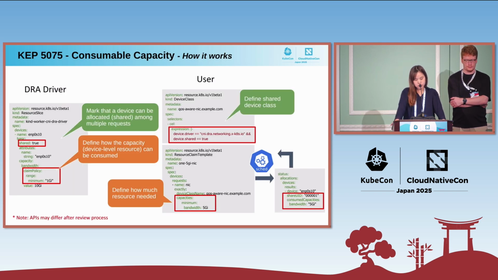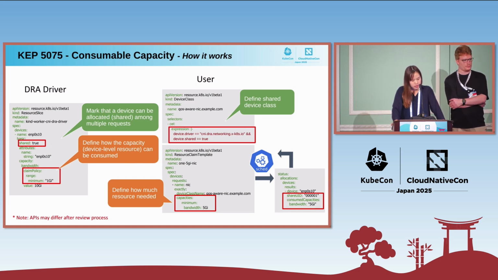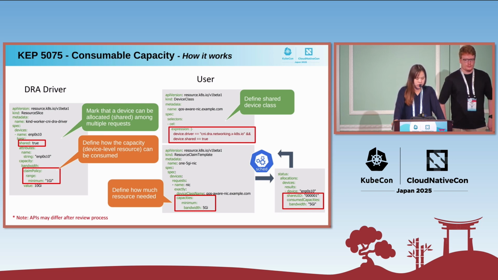So here comes the KEP that we have just been pushing, the PR from January, 5075 consumable capacity. We add 2 things to the DRA driver's resource slices to do what I showed in the previous slide. One thing is a flag to say that this device is allowed to be allocated multiple times by multiple requests, because right now that is not allowed. And the second thing is that we define how we would like to have the capacity to be consumed or guaranteed. So these are two fields that we add to the resource slice.